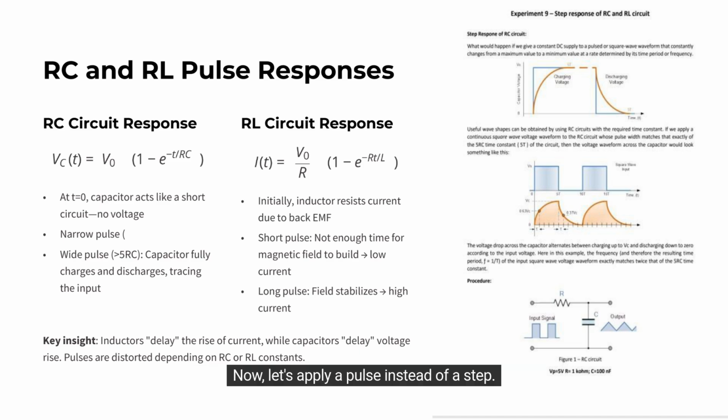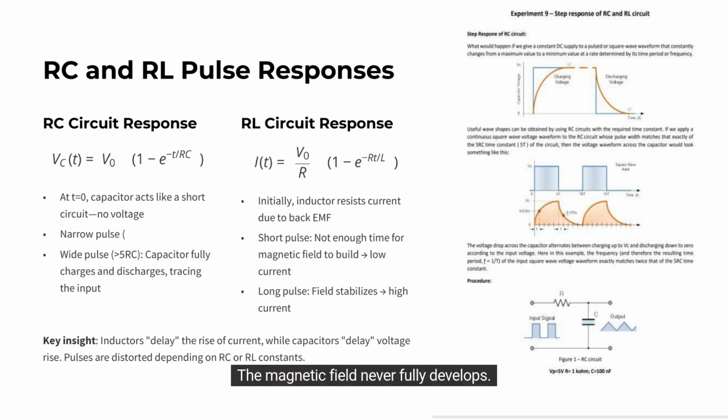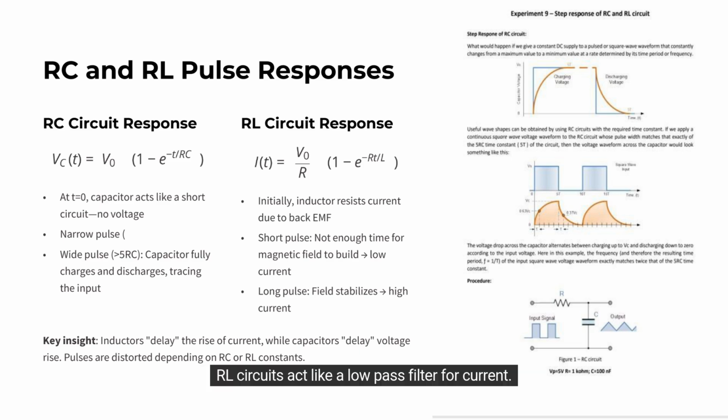Now let's apply a pulse instead of a step. The pulse turns off before the current has had time to rise significantly. The magnetic field never fully develops. The current remains very small, then decays rapidly when the pulse ends. This is useful when you want to block short pulses. RL circuits act like a low-pass filter for current.